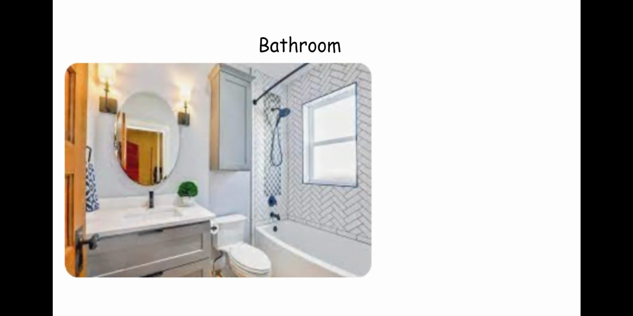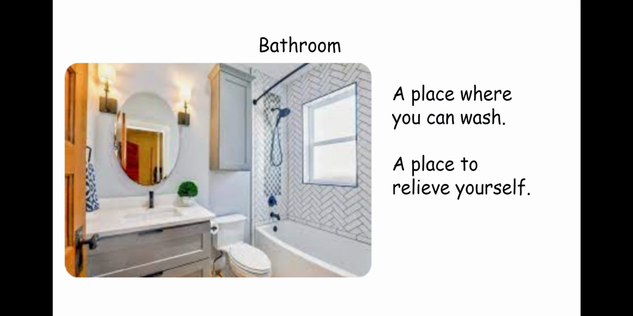Bathroom. Now I've got two bathrooms, a bathroom and a toilet. So here's my main bathroom, and that bathroom fits onto my bedroom. Bathroom: a place where you can wash, and a place where you can go to relieve yourself. So you go to the toilet. You can see it's a small toilet there. So that's the bathroom. So we've got an extra toilet.